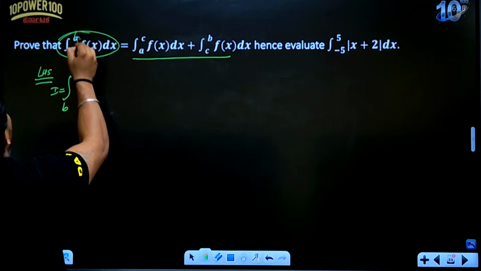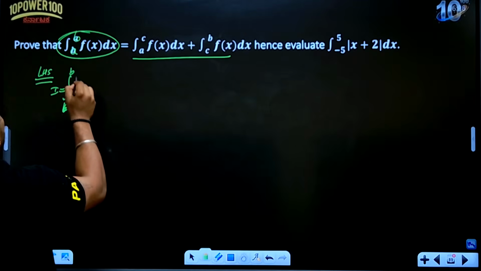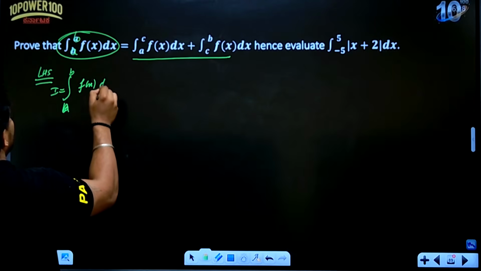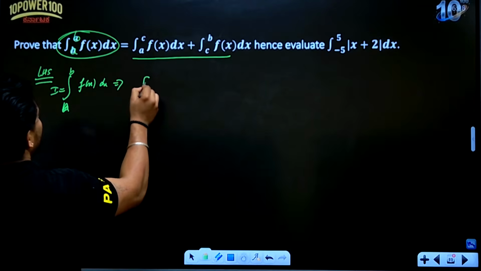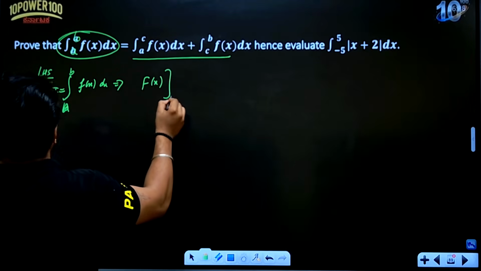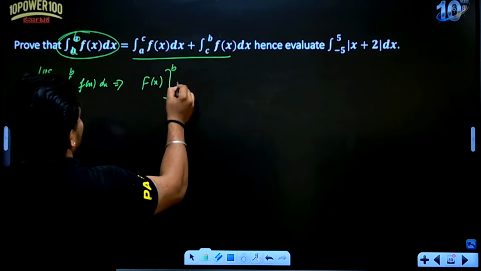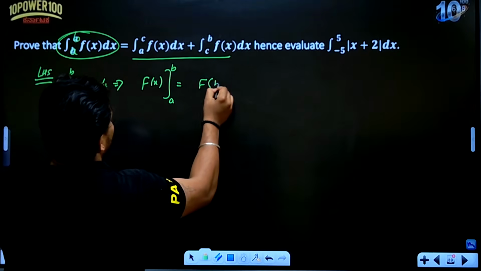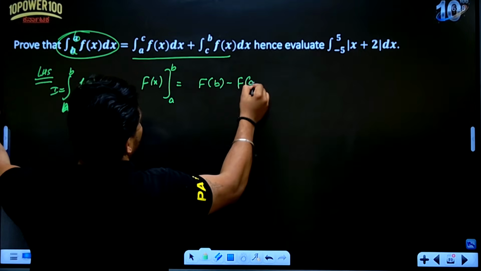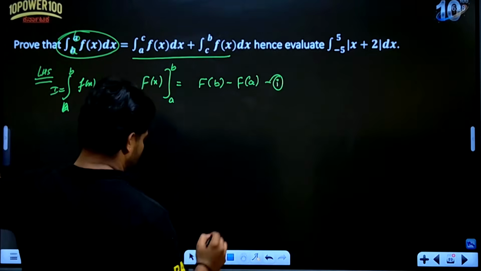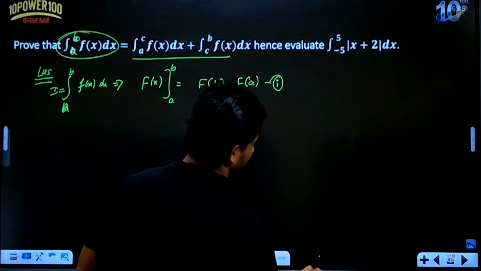Okay, a to b f of x dx. So now integration of f of x, we'll take capital F of x with the limits a to b. Solving this, we get F of b minus F of a, correct? So we'll take this as equation number 1. I'm proving the property here.